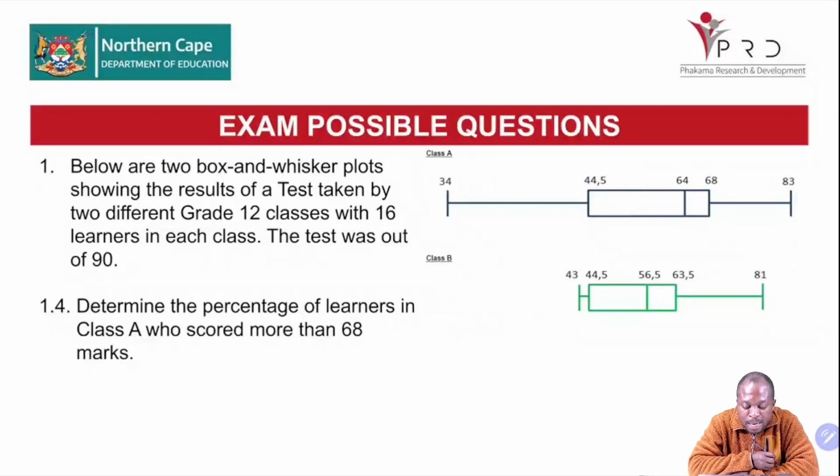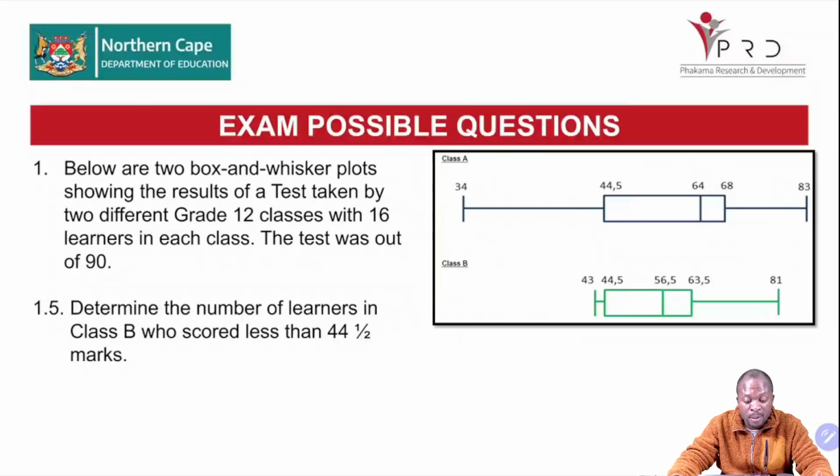1.4. Determine the percentage of learners in class A who scored more than 68 marks. Determine the percentage. Remember, I told you each line has got its own percentage when we were talking about percentiles. So now I'm testing you. I'm giving you a question that requires you to think back. 1.5. Determine the number of learners in class B who scored less than 44.5. How many learners scored less than 44.5?